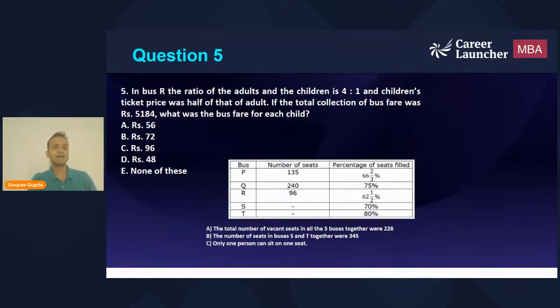In bus R, the ratio of the adults and the children is 4:1, and children's ticket price was half of that of adult. If the total collection of the bus fare was 5,184, then what was the bus fare for each child?